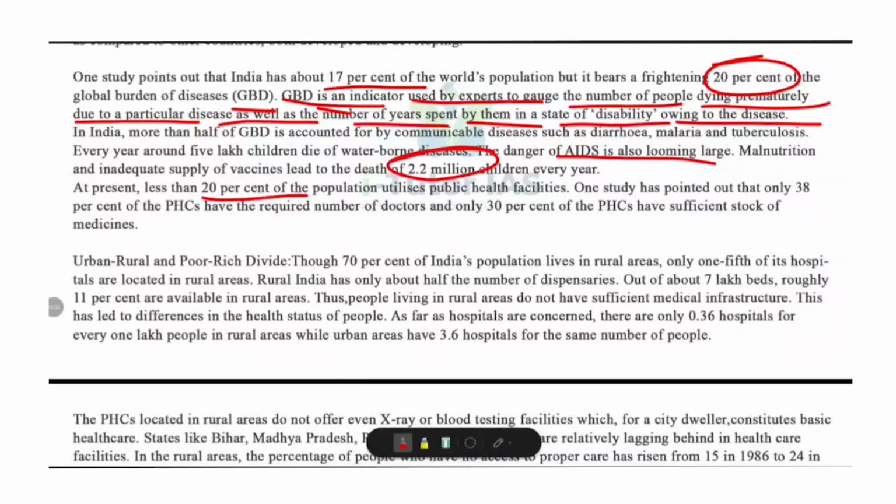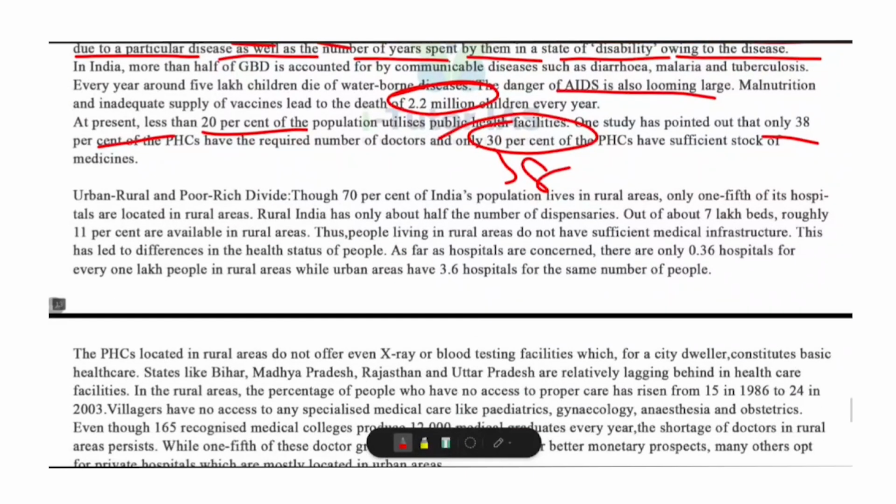Only 38% of primary health centers have the required doctors, and only 30% of PHCs have adequate medicines. Then 70% of the population lives in rural areas, but only 20% of hospitals are located there. Rural areas have half the number of dispensaries and only 11% of hospital beds.